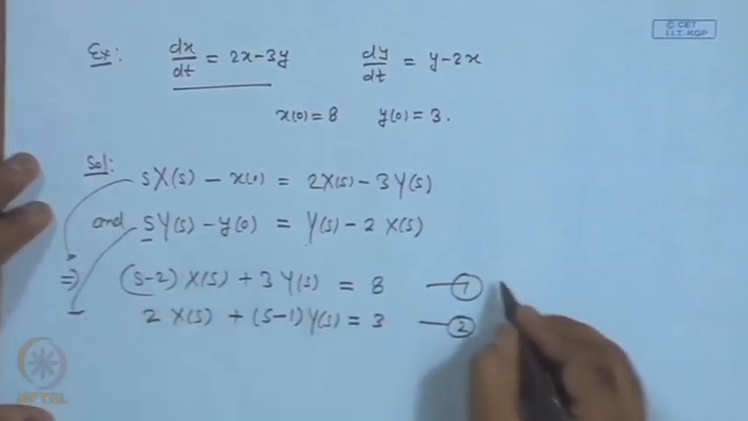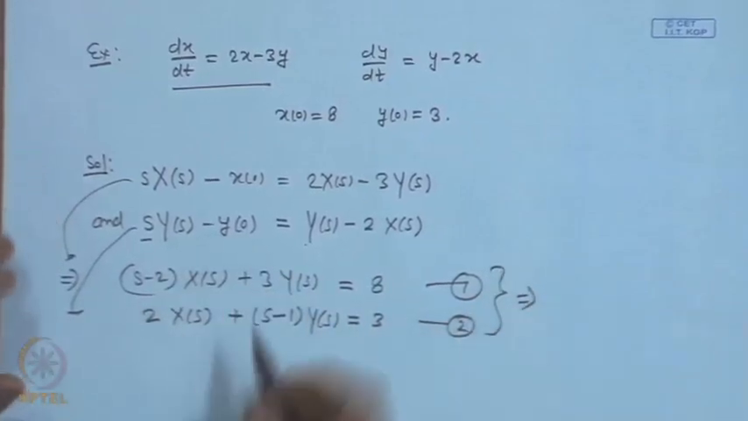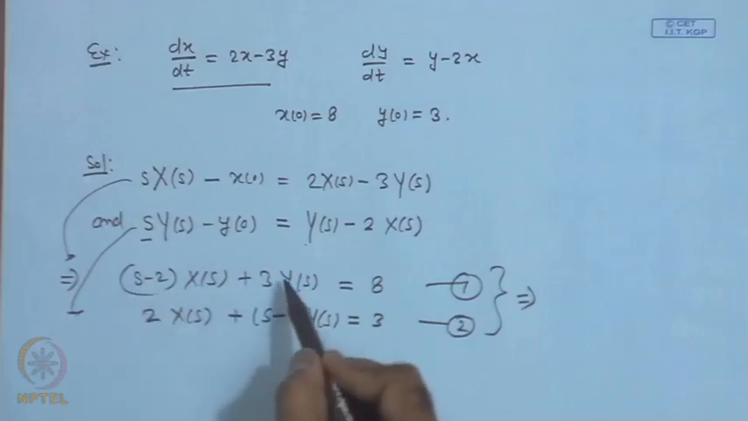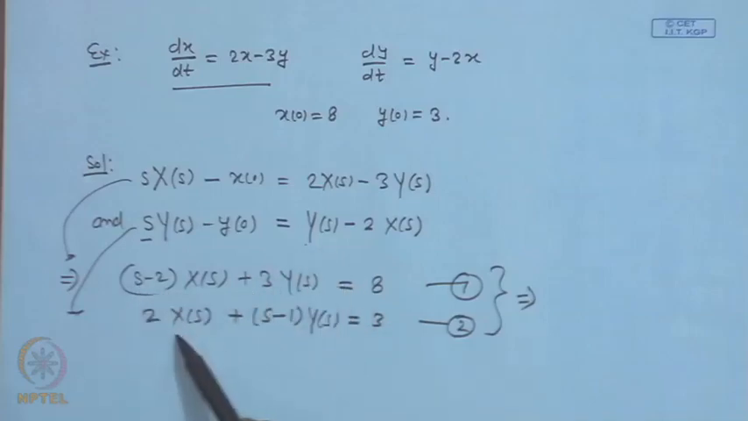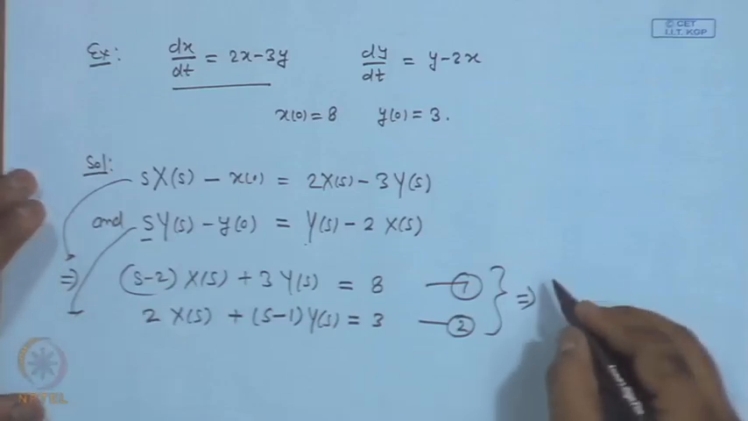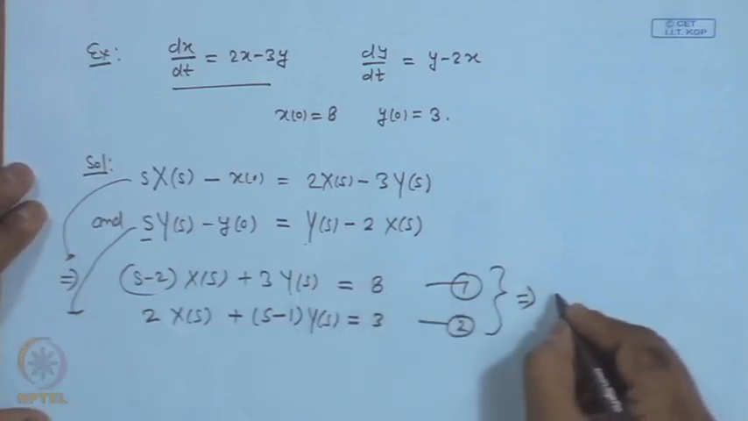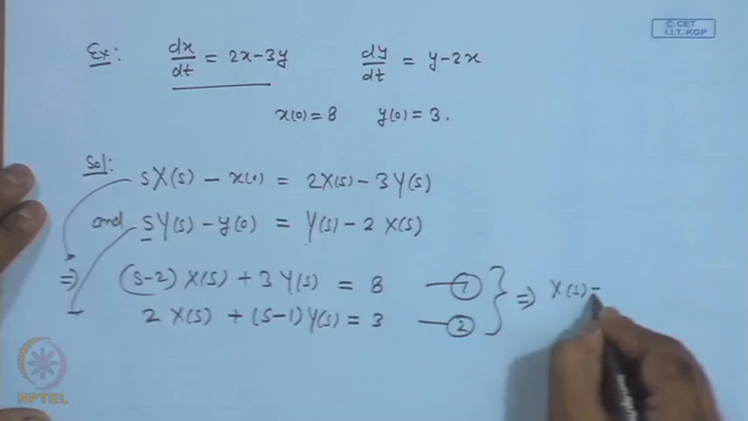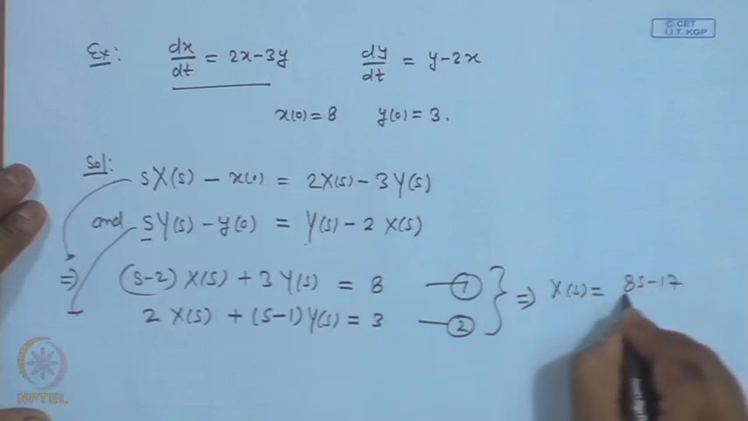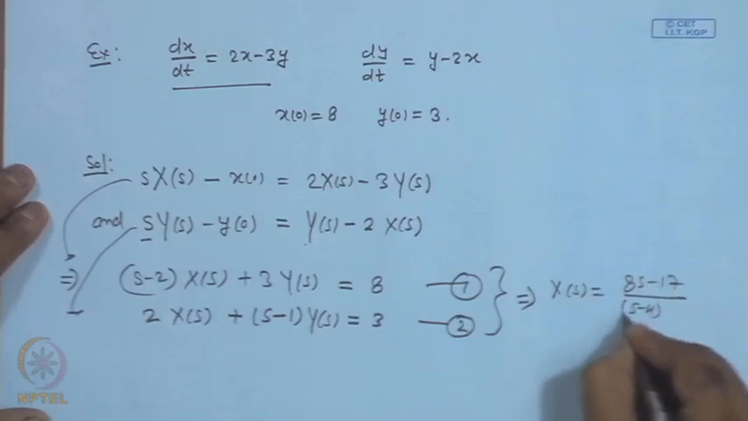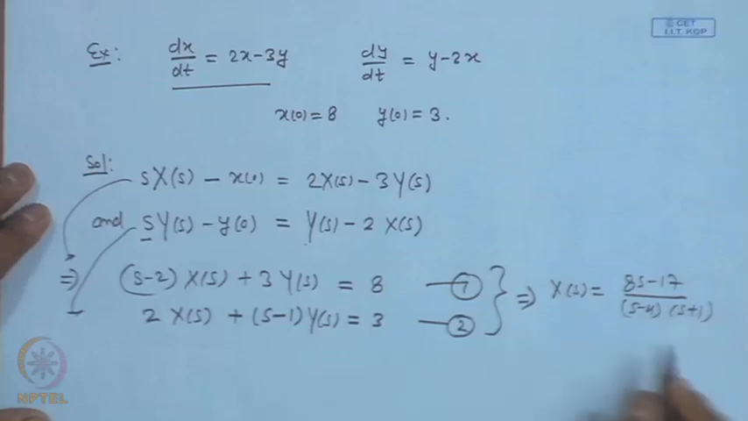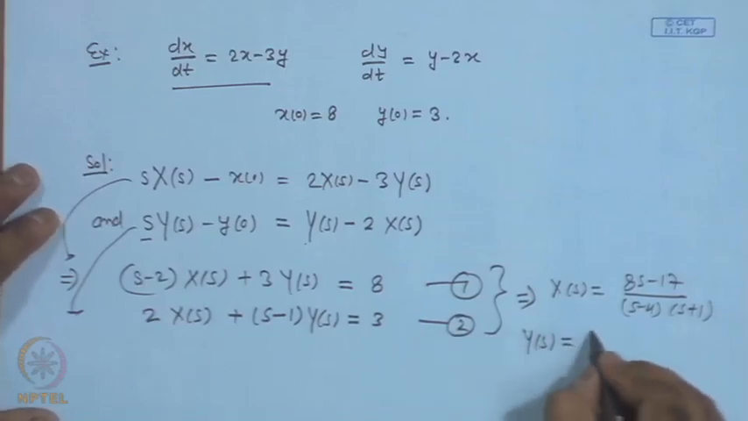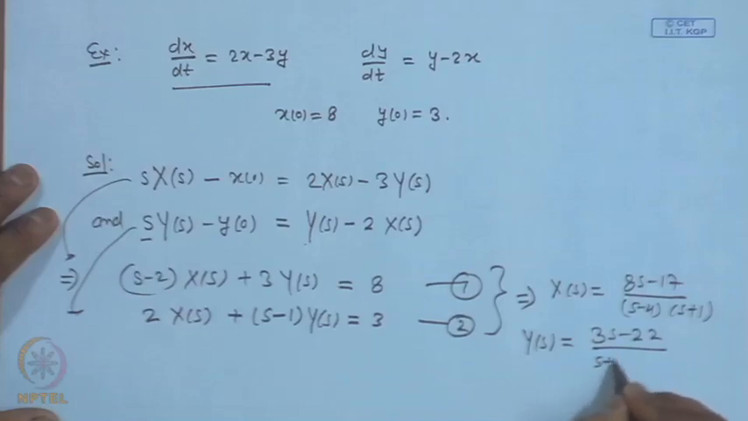Now, we need to solve these two equations, and I will skip that step. It is very easy: here we multiply by s − 1, for example, and here we multiply by 3, then we can cancel this Y(s) term, we can eliminate Y(s), and we get X(s) = (8s − 17) over (s − 4)(s + 1), and we get Y(s) = (3s − 22) over (s + 1)(s − 4).